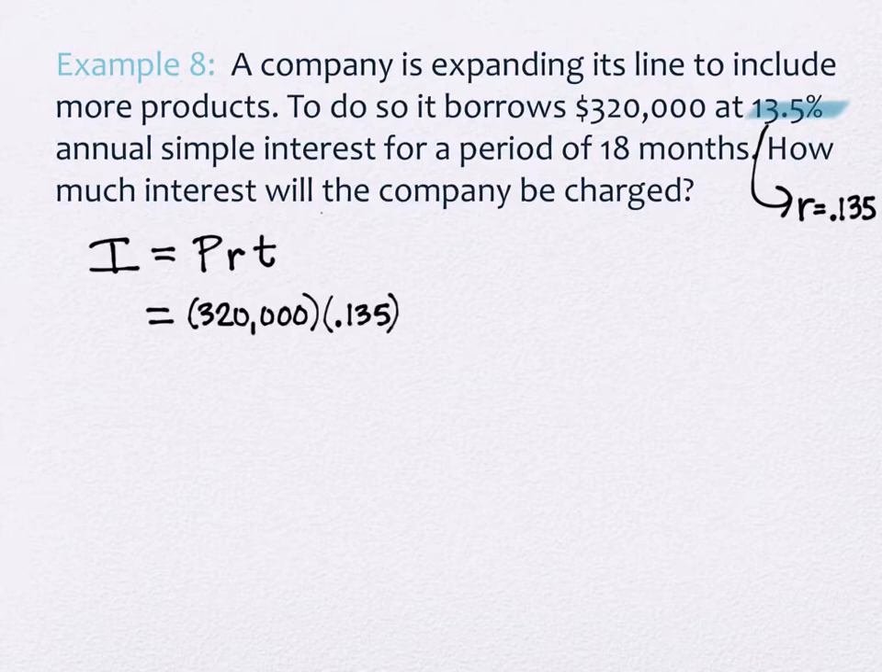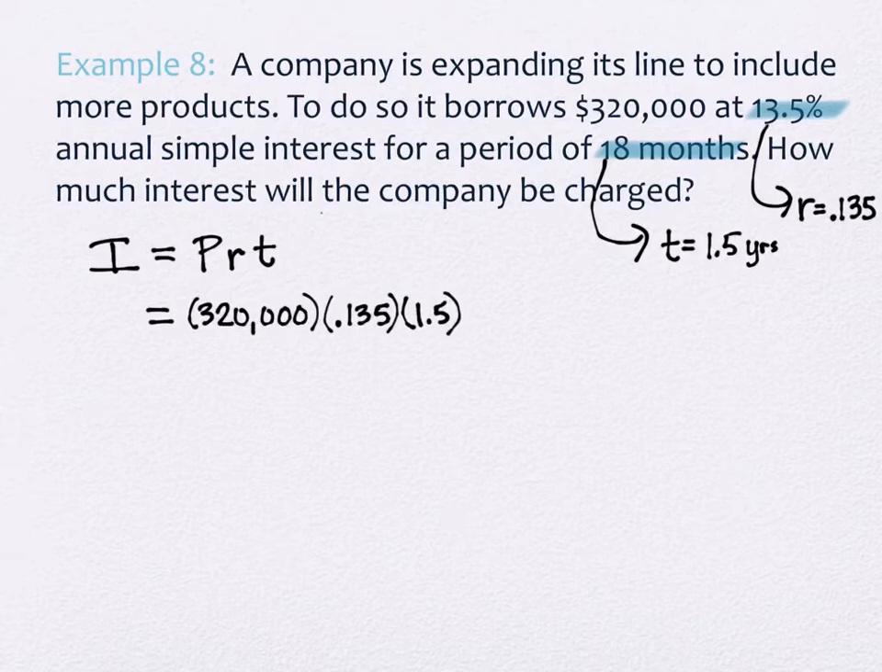And then my time is what? Yeah, it's 18 months, and then again, I need to turn it into its year form. That's 1.5 years. Okay, does that all make sense where all the pieces came from? Wonderful. At this point, it turns into an exercise for your calculator.